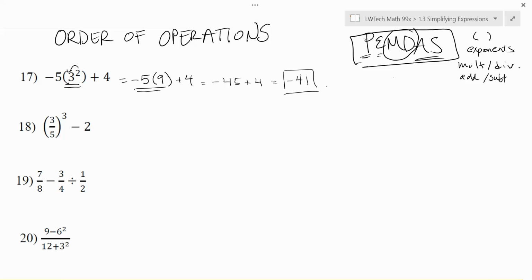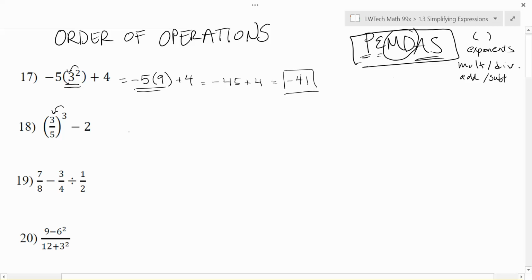All right, moving on, let's try number 18. Here we have an expression with a fraction. We should probably write our final answer as a fraction, so it's in a similar form. When we start with this one, we look at what's inside the parentheses, and it's 3/5. Well, there's not really a lot we can do with that. It's a simplified fraction. It's really just a single value. So we move on to exponents.